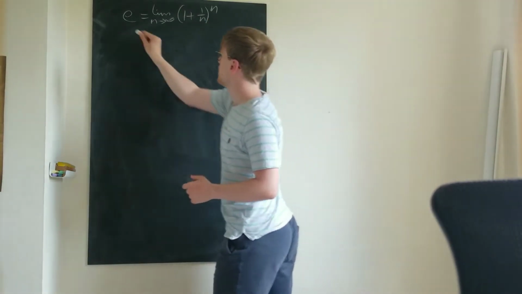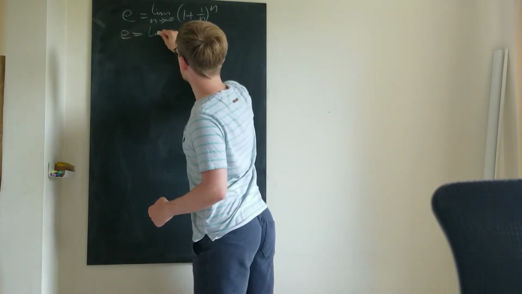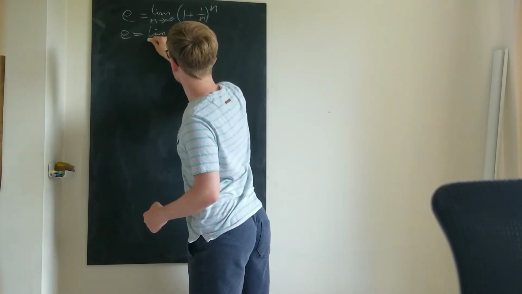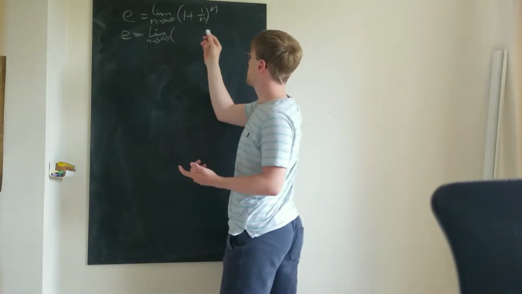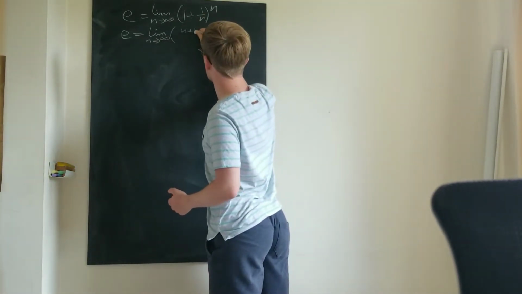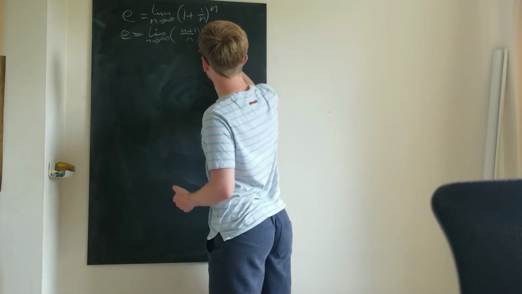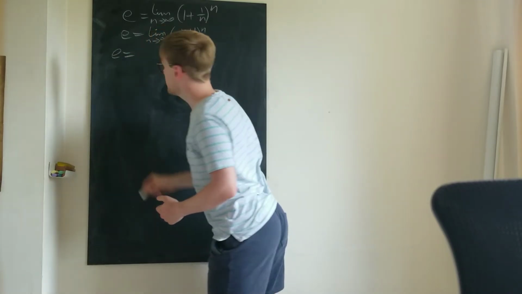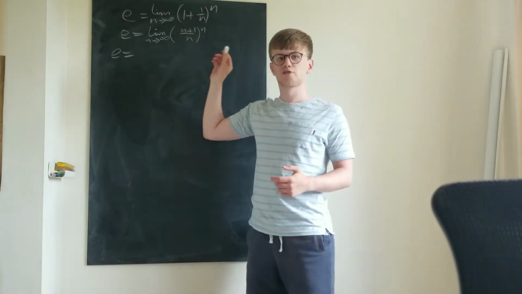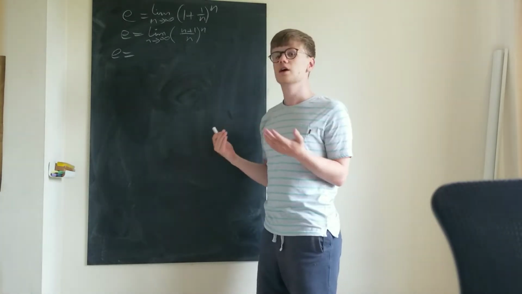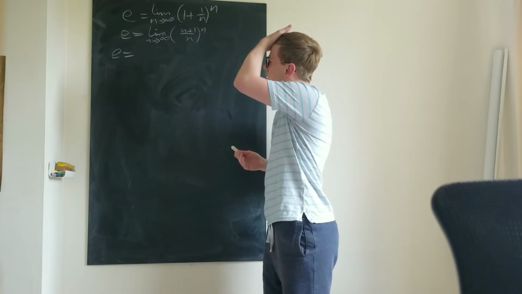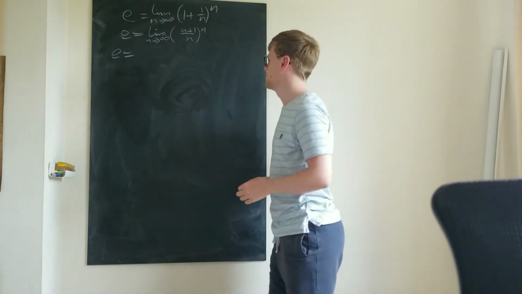So what we'll have to do first is change this (1 plus 1 over n) to (n plus 1 over n), to the n. And now, if I raise this side to the power of minus 1 twice, that's just the same as raising it to the power 1, which is exactly the same, just as long as it's not 0, which is fairly clear.